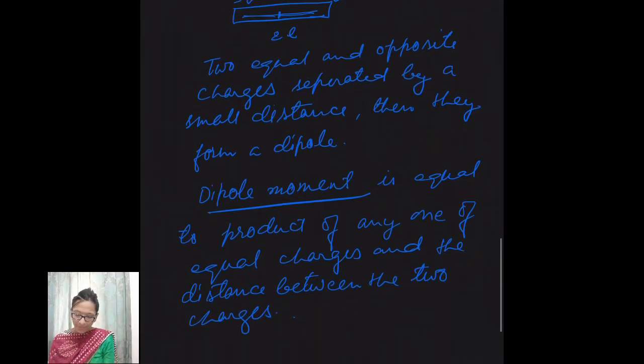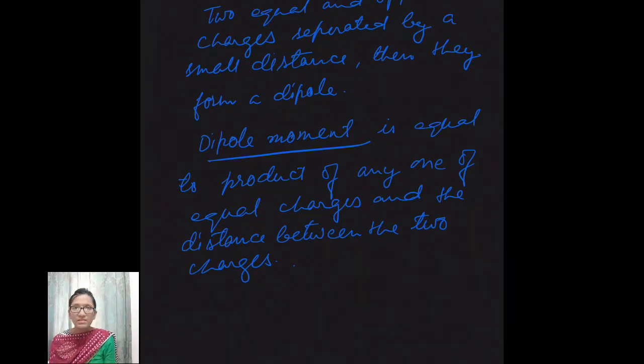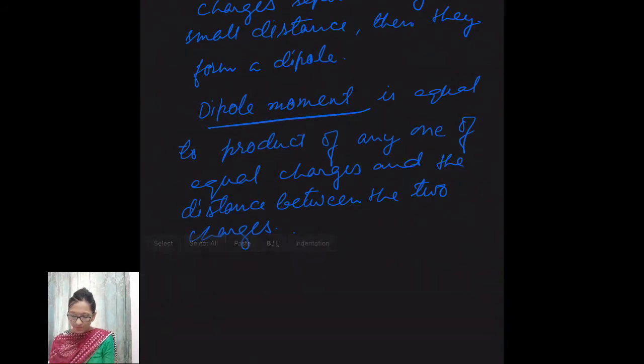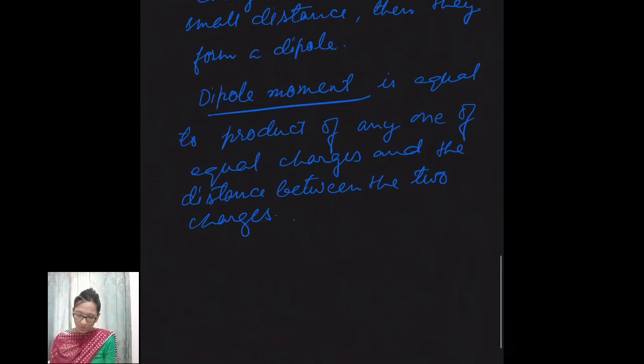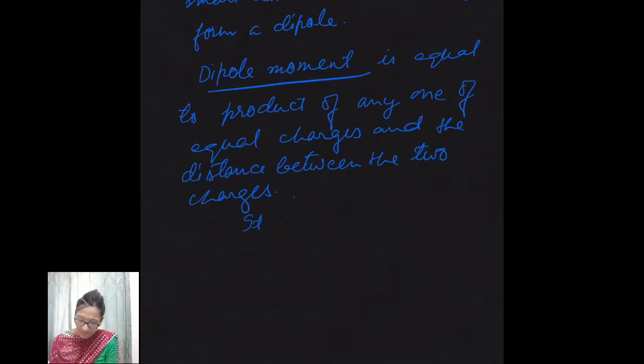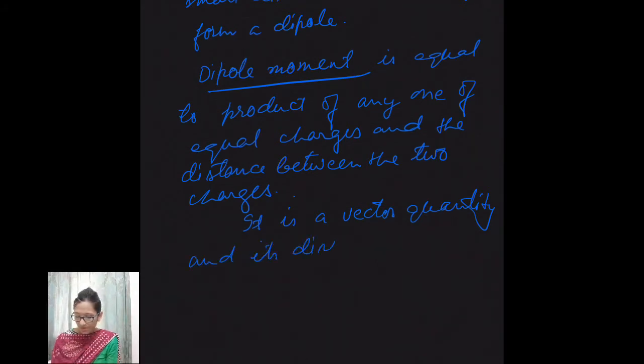Two charges, okay. And dipole is a vector quantity. As it is experiencing a torque, obviously the two quantities, electric field and dipole moment, must be vector quantities. So dipole is a vector quantity, and its direction is from negative charge to positive.